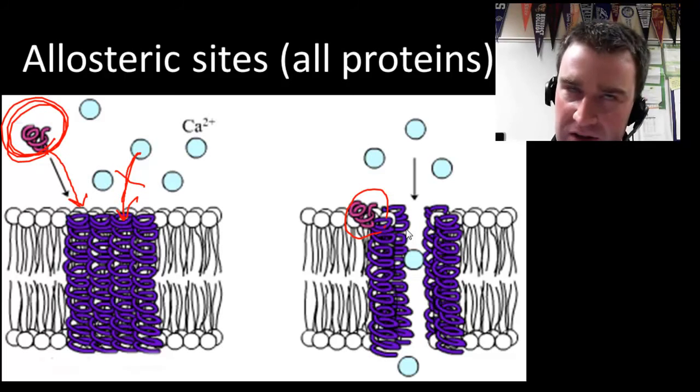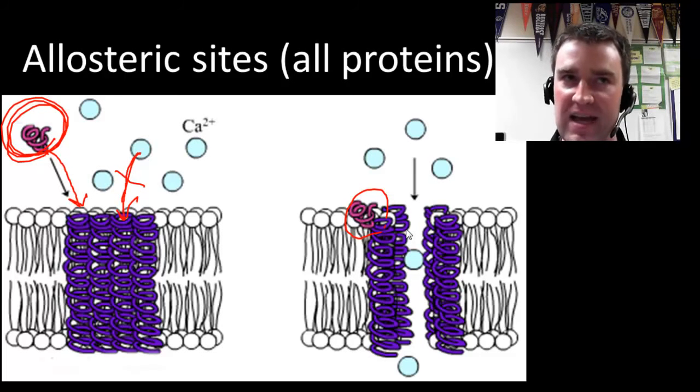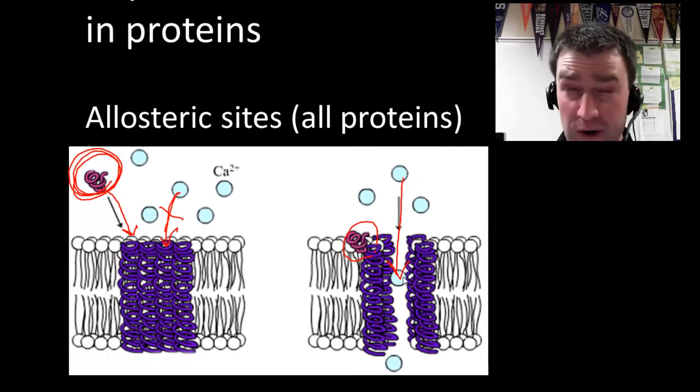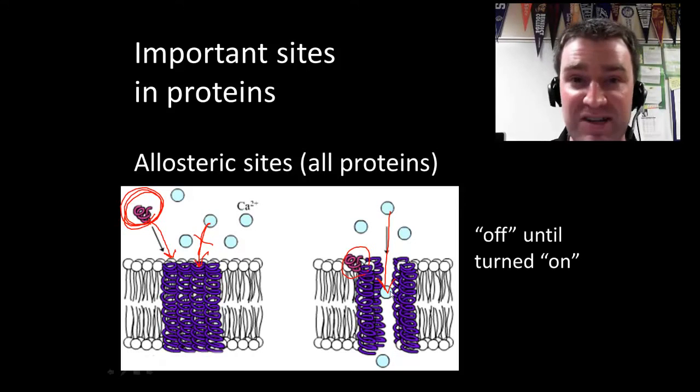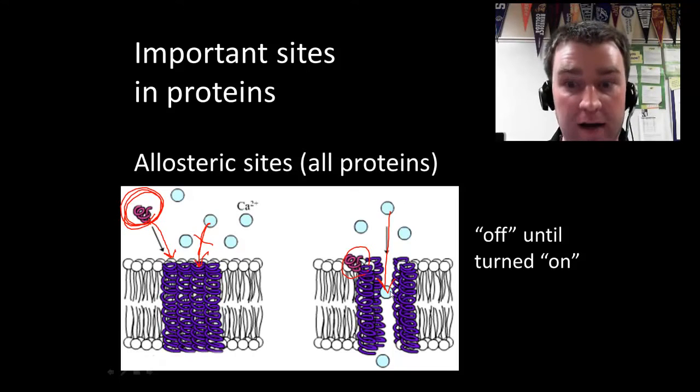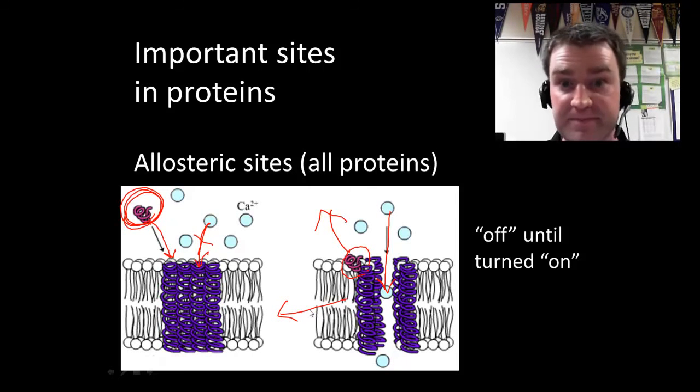And whenever a molecule does that, when it binds to the allosteric site, it's going to cause the entire protein to change shape a little bit. In this case, maybe opening it up so that the calcium ions can go through. In other words, proteins aren't on all the time. They aren't doing their job all the time. There might be cases where they're effectively off until an activator molecule comes in to the allosteric site and turns the protein on. This is reversible, so the activator molecule might fall off, and then we're right back to this initial scenario on the left.